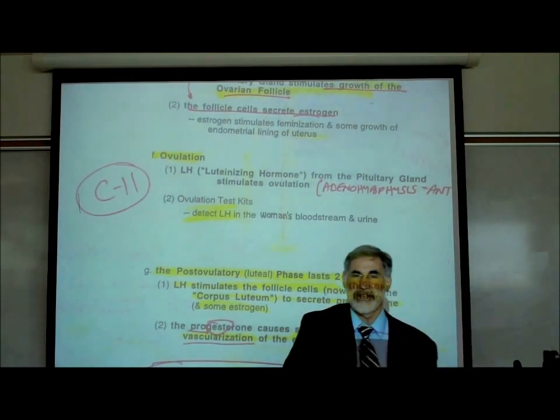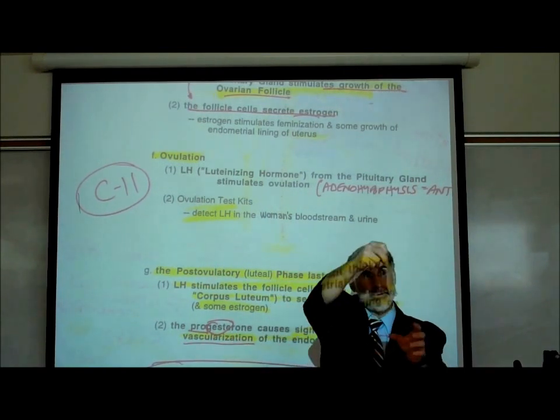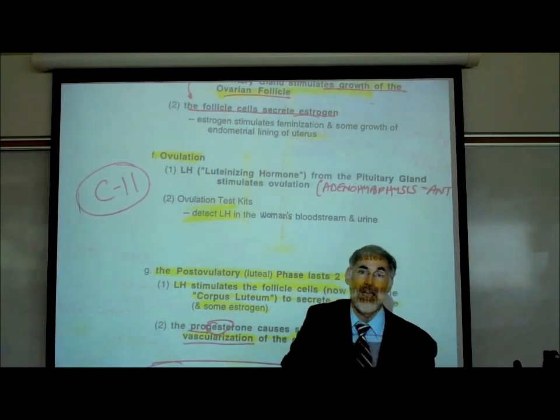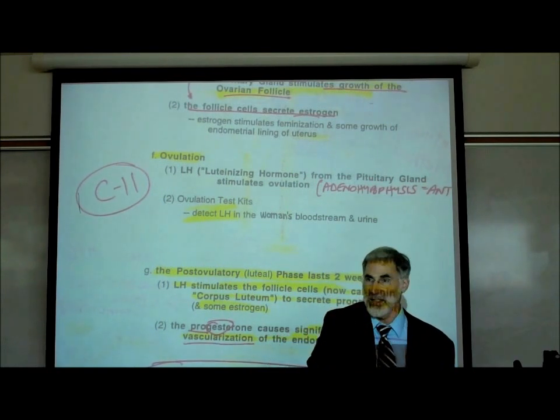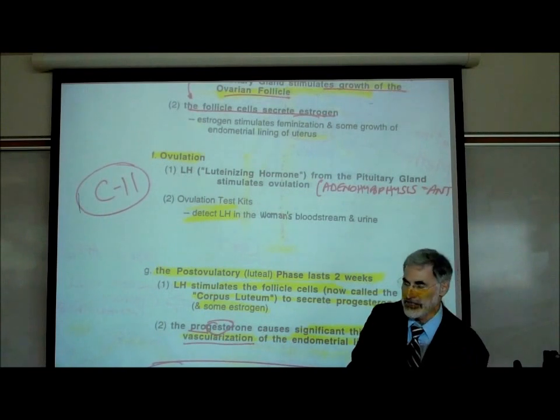So here's how it works. The home test kits are usually either a little test strip that you stick into the urine or some little instrument that you stick in. And in this case, it's sensitive to LH, and it changes color if there's LH. So here's how the ovulation test kit works.